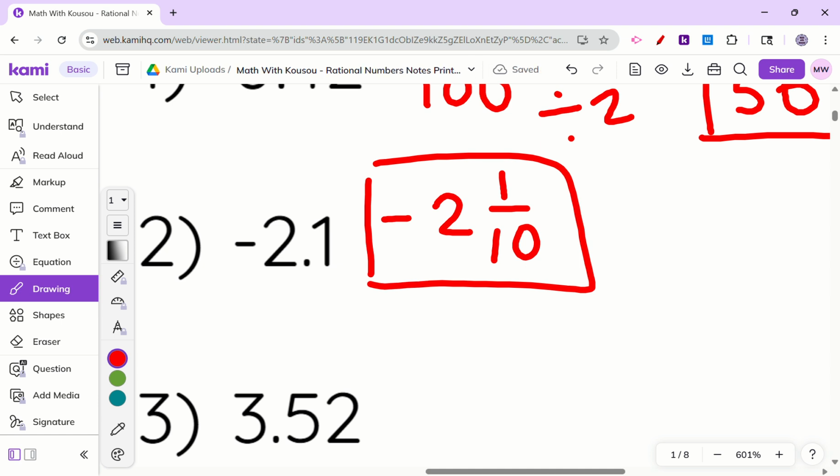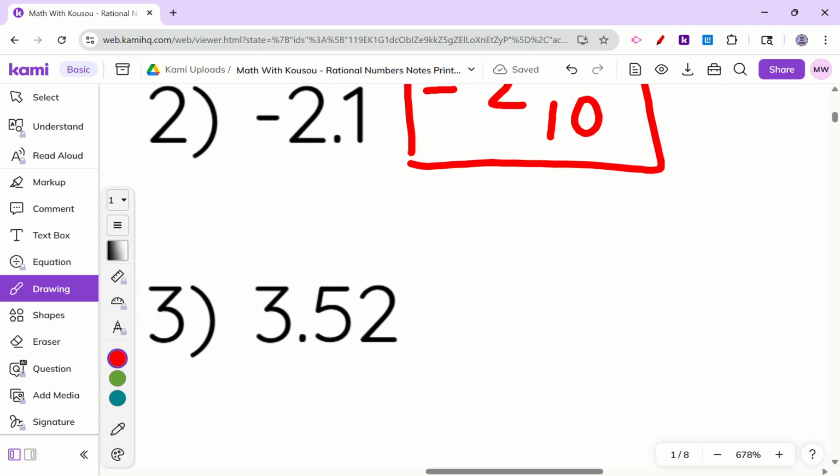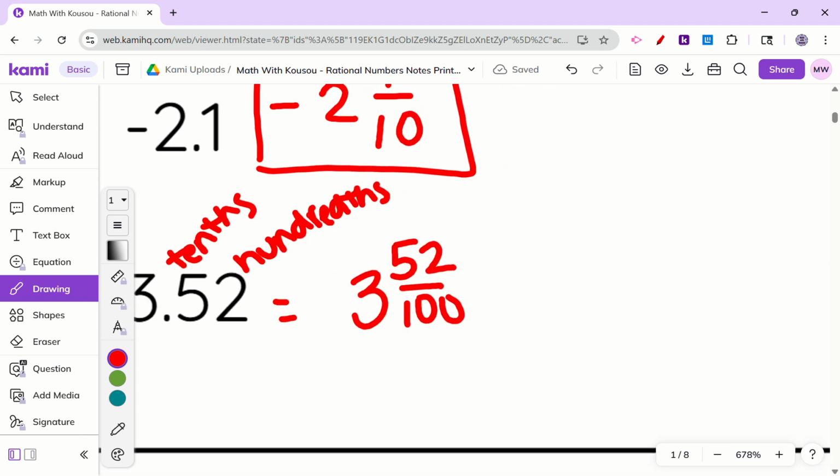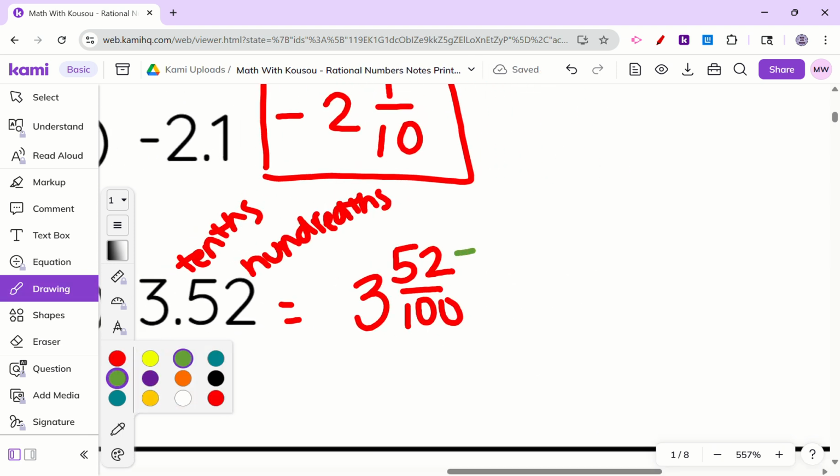All right, number 3, we have 3.52. Again, this is the tenths, and this is the hundredths. So this decimal would really be read as 3 and 52 hundredths. And then we can simplify this. If we divide each of these by 2, 52 divided by 2 gets us 26, and then 100 divided by 2 gets us 50.